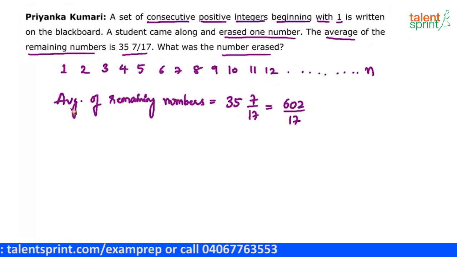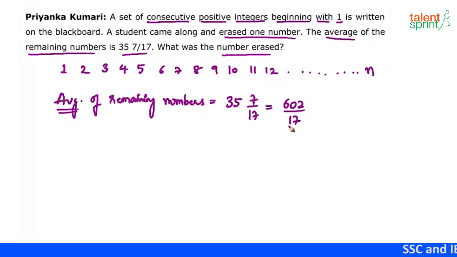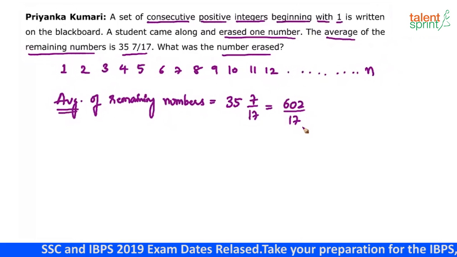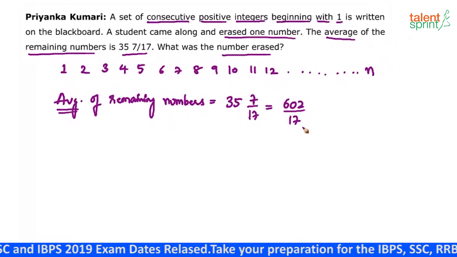Now you know what an average is, right? Average is equal to the sum of all the values divided by the number of values. So maybe the sum of all the values is 602 and the number of values is 17. Are you able to follow? 602 by 17, I'm just converting that fraction. 35 7 by 17 can be taken as 602 by 17. Now, this is the average when one of the numbers has been removed.